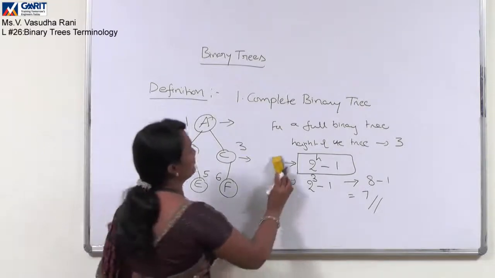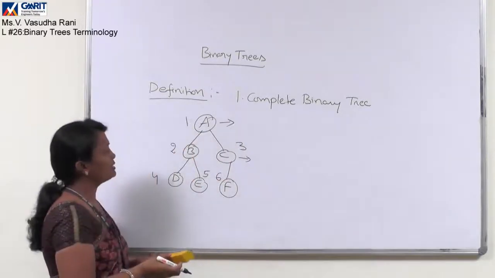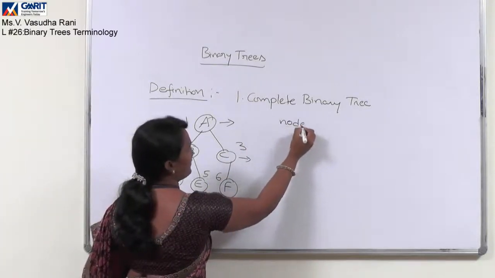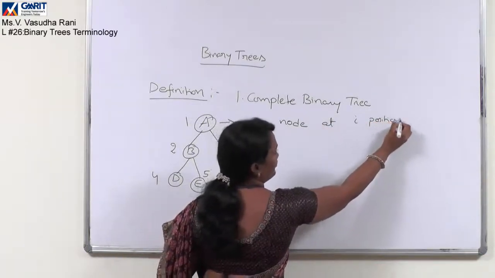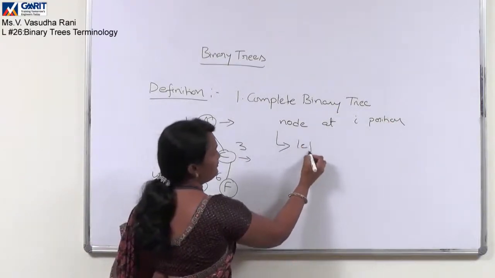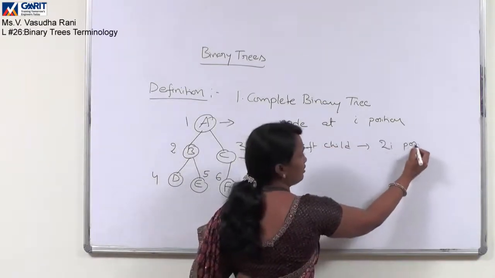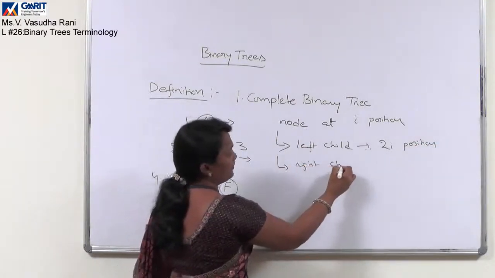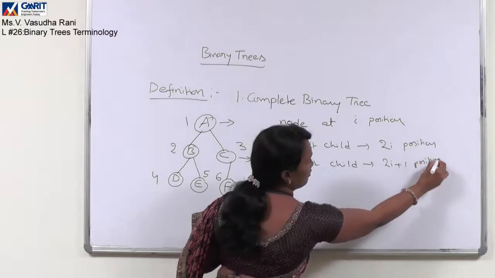Then coming to node numbers, or node positions. If you know a particular node at position i, then its left child will be at position 2i and its right child will be at position 2i plus 1.